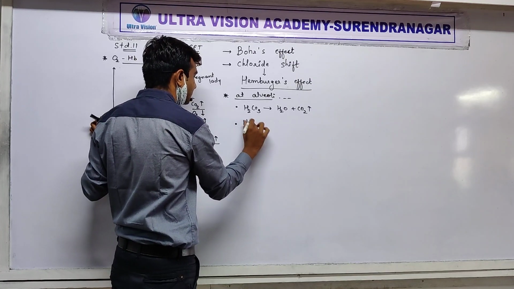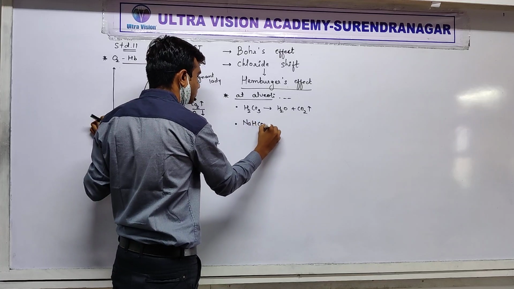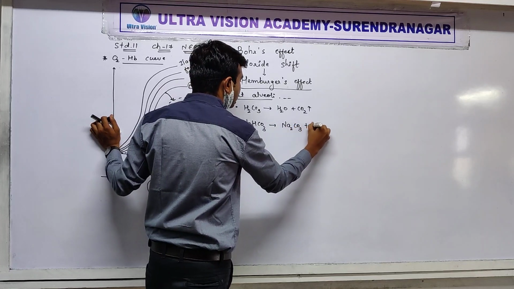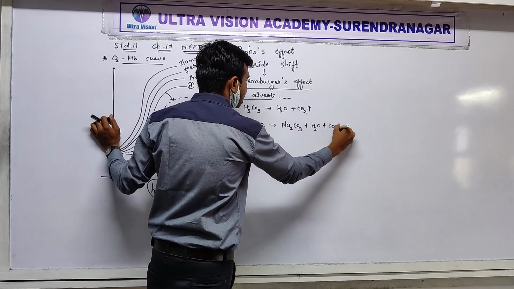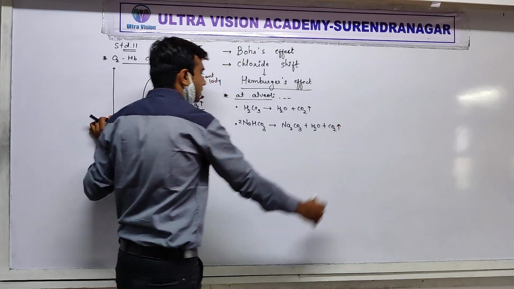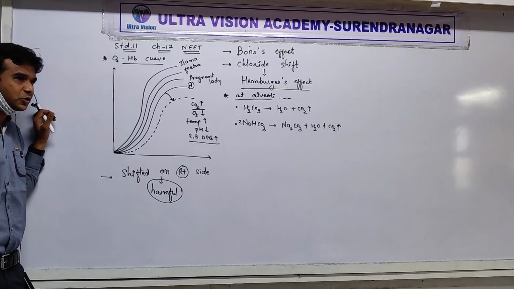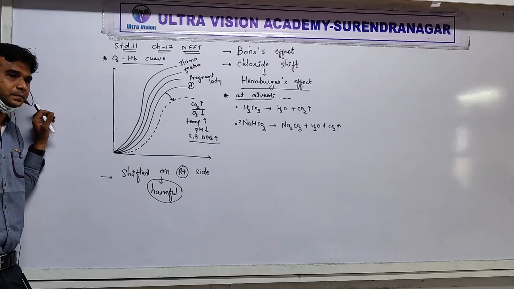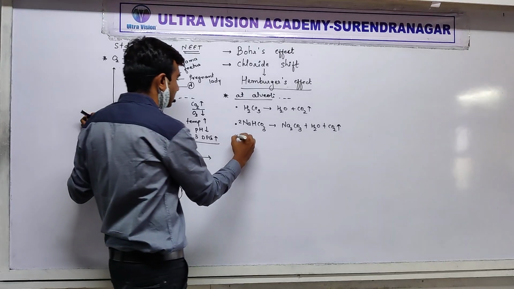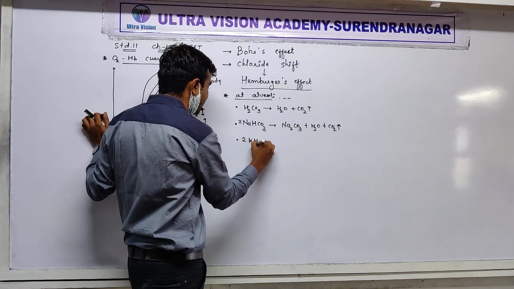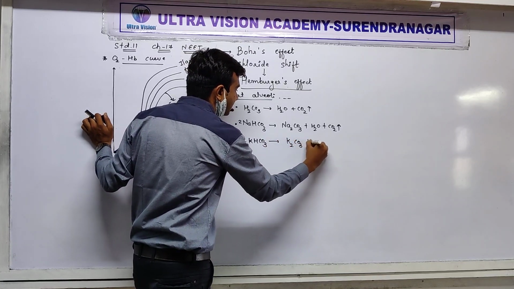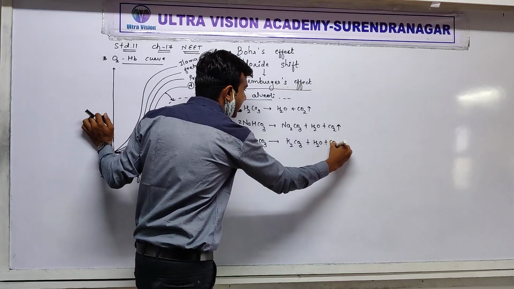Sodium bicarbonate, NaHCO3, you will take 2 molecules of it and form sodium carbonate plus water plus CO2. So at pulmonary level, sodium bicarbonate is also dissociated. Similar to that, potassium bicarbonate, 2KHCO3, is converted into potassium carbonate plus water plus CO2. Same thing here.